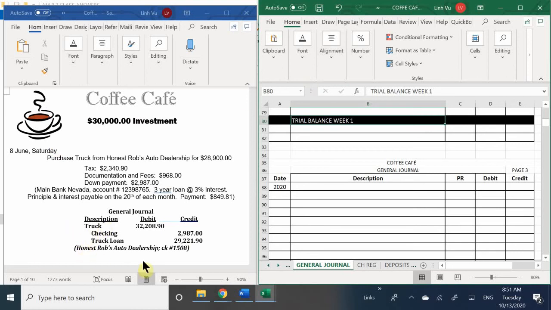First off, the truck. How much is the actual truck? Well, we have to include all those taxes and those documents in there. Exactly, because what is a truck to us? What kind of asset is a truck?